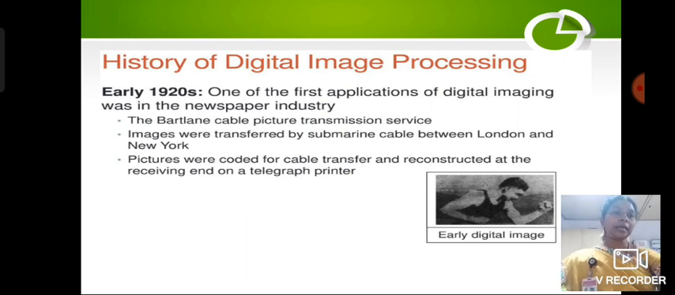So this is early digital image processing. This is a picture from early digital image processing. You can see how clear that image is. It has very low clarity.